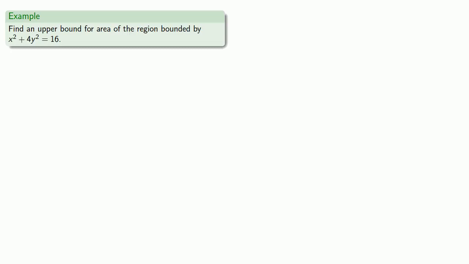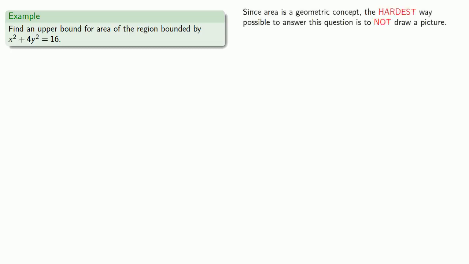For example, let's take that region bounded by x squared plus 4y squared equals 16. And let's see if we can find an upper bound for that region. Now, since area is a geometric concept, the hardest way possible to answer this question is to not draw a picture. And indeed, answering a question like this without drawing a picture is a good way to gain street cred among bands of rogue mathematicians. But if you're not looking to impress bands of rogue mathematicians, we might want to answer this question using the easier way: graph the region.